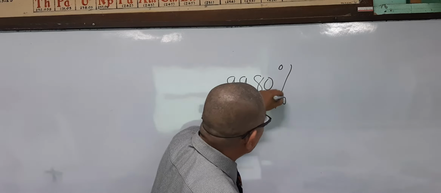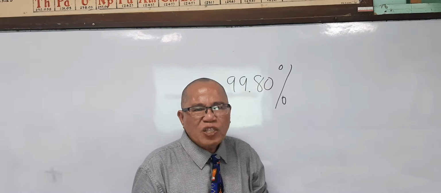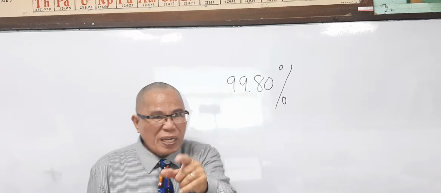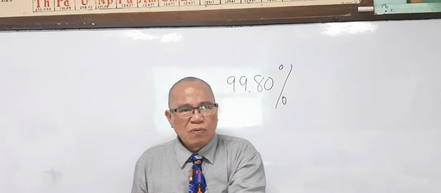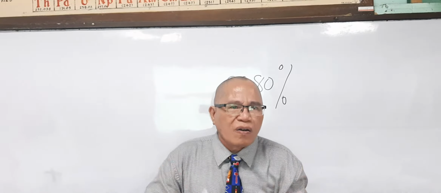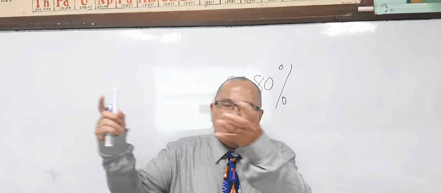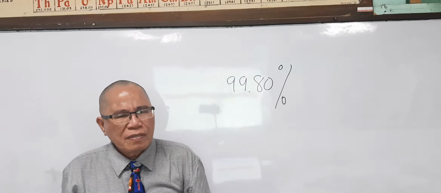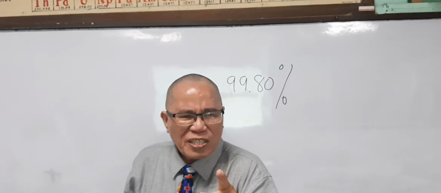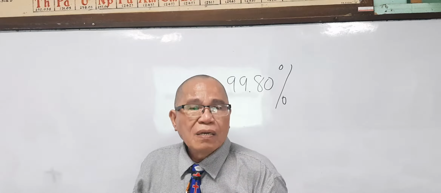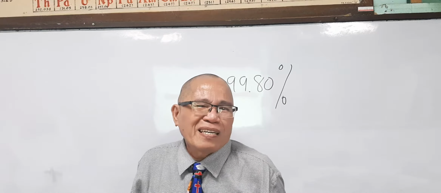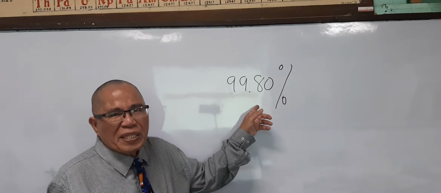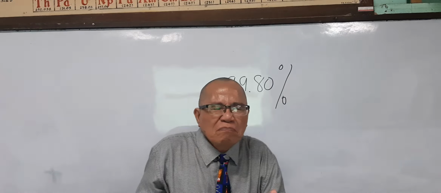99.80% of the entire mass of the solar system belongs to the sun. In other words, if we are going to remove all of the sun, the whole body of the sun, our solar system would be practically weightless or massless. If we remove 99.80%, how about the other planets?